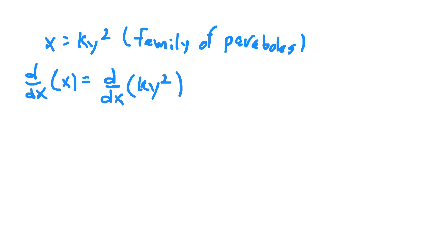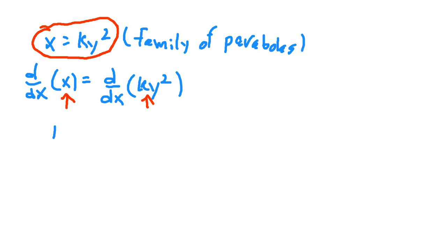Yes, Claire? Why is it d over dx for the ky? Isn't it supposed to be d over dy? Well, that's a good question. What you have here is this family of parabolas, and you're going to differentiate the equation. So if you differentiate the left side with respect to x, you have to differentiate the right side with respect to x. We could differentiate both sides with respect to y, for instance, but we want to do it with respect to x. And watch what happens here.